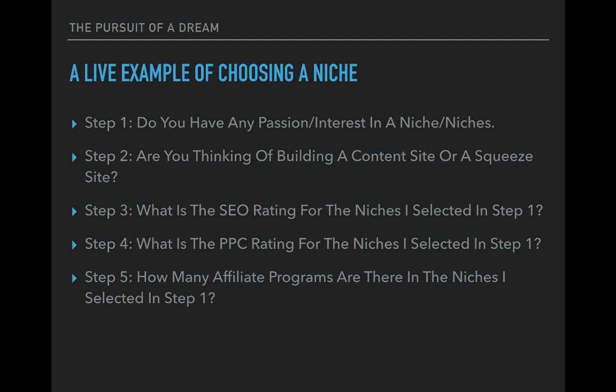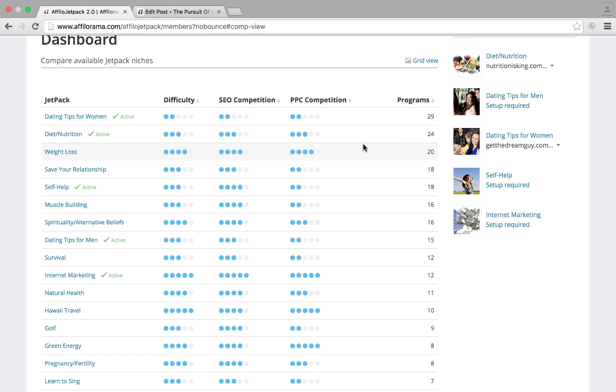And then the step after that is for us to have a look at how many affiliate programs there are in each of the niches that we chose in step 1. So we can see the amount of affiliate programs for weight loss is 20, and for muscle building it's 16, and for internet marketing it's 12. I'm going to note this all down and show you at the end so we can see a comparison, so don't worry if you can't remember all of this.